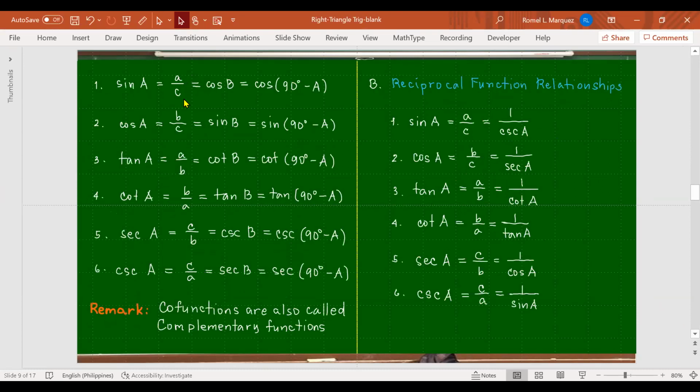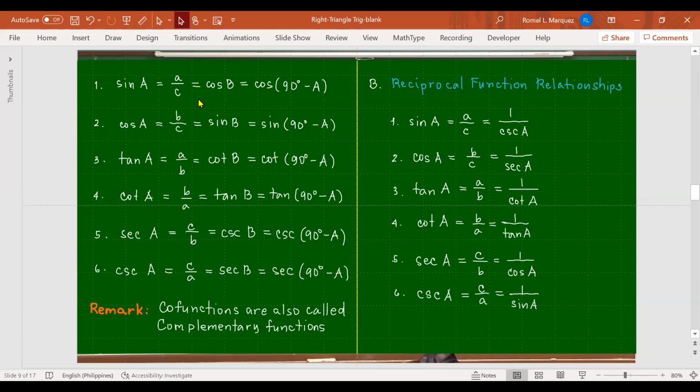So sine A is a over c. But that is also equal to cosine B, and cosine B is equal to cosine of 90 degrees minus A, because B is the complementary angle of A. So we say that sine A is equal to cosine B. Cosine A is equal to sine B. Tangent A is equal to cotangent B. Cotangent A is equal to tangent B. Secant A is equal to cosecant B. And cosecant A is equal to secant B, where A and B are complementary angles.